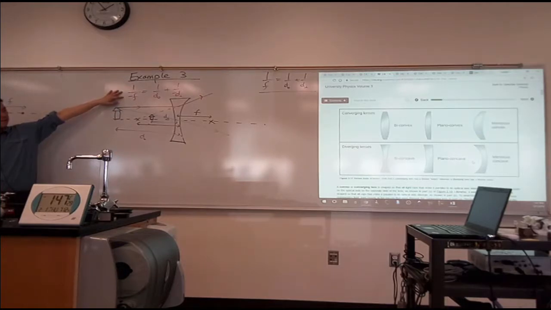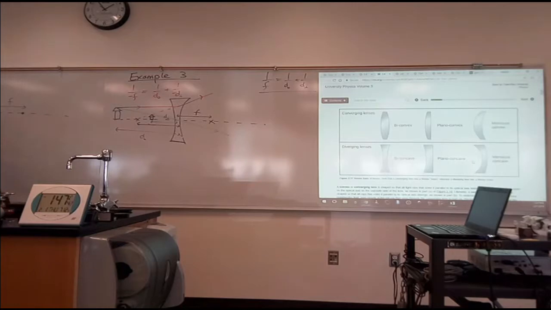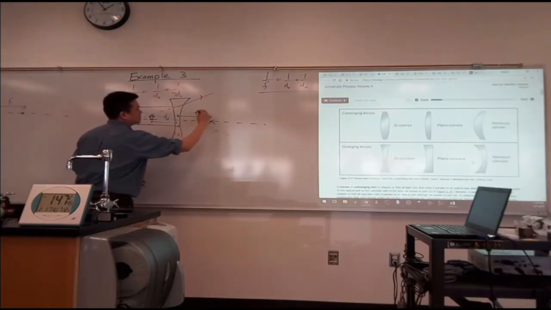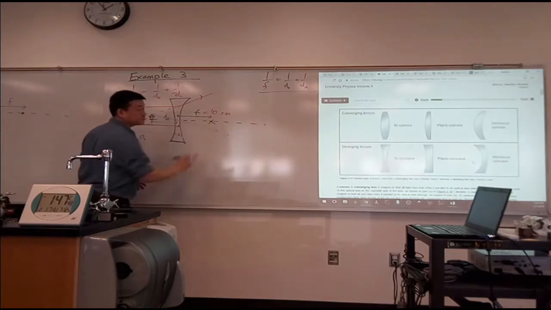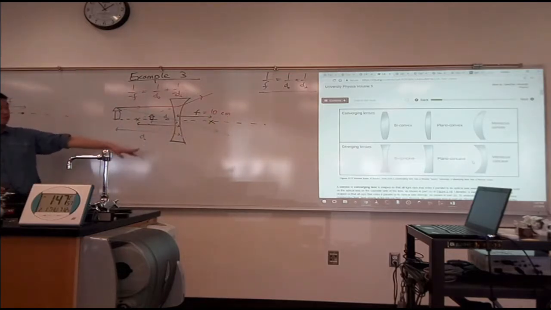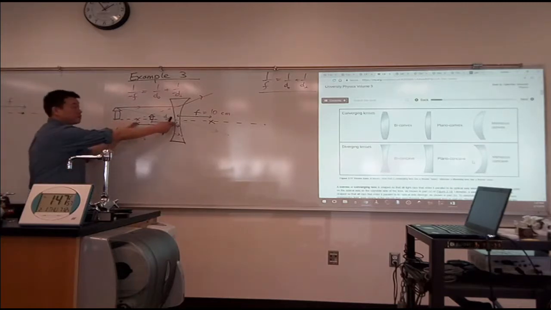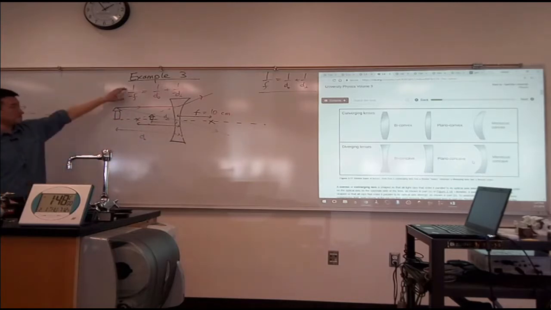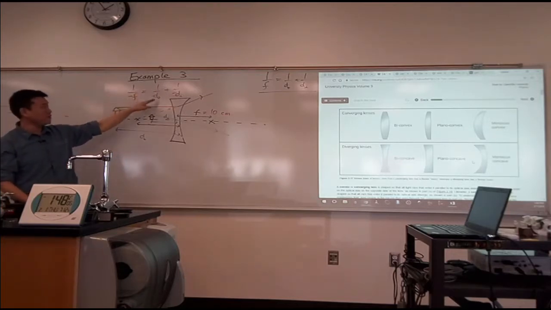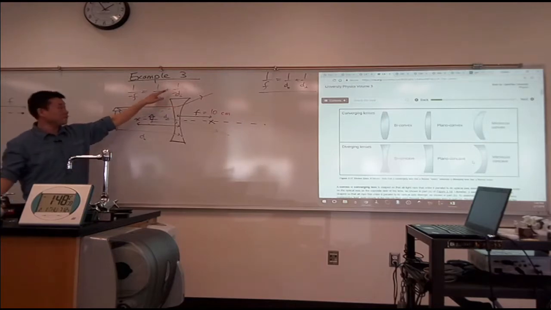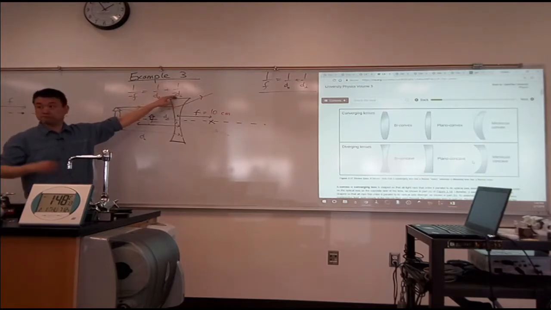Let me give you a quick example. The quickest example is where this object is infinitely far away. And let's say this focal distance was 10 centimeters. Then based on the drawing that we drew before, you want that image to form here, 10 centimeters away. And imagine plugging numbers in here. So 1 over minus 10 is equal to 1 over infinity, well, that's 0, plus 1 over minus 10. But it works.